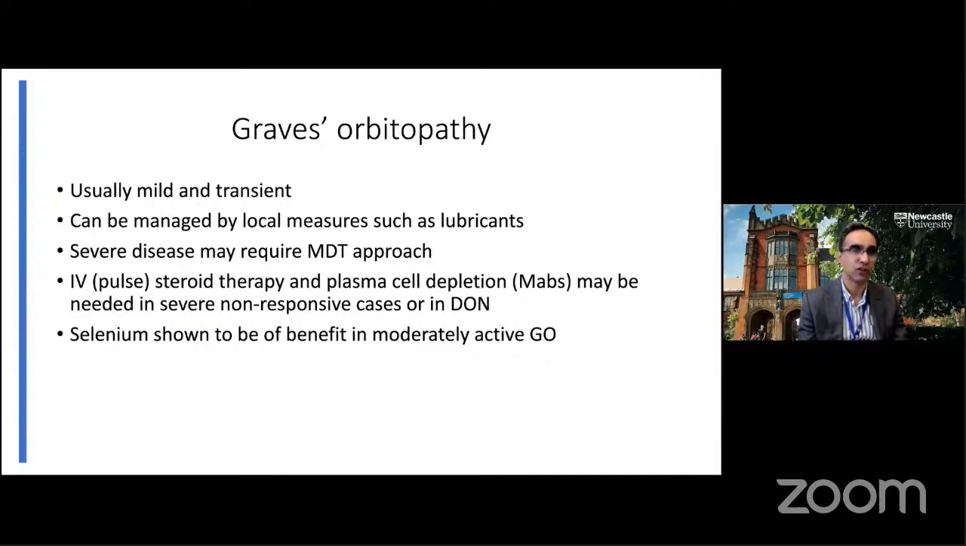So that is useful. IV pulse steroid therapy and increasingly plasma cell depletion using MABs such as rituximab may be useful in people who do not respond or who might have DON or dysthyroid optic neuropathy related to Graves. And also, I'm not going to dwell on this too much, but selenium has been shown in adequately designed trials to be of benefit in moderately active Graves' orbitopathy.